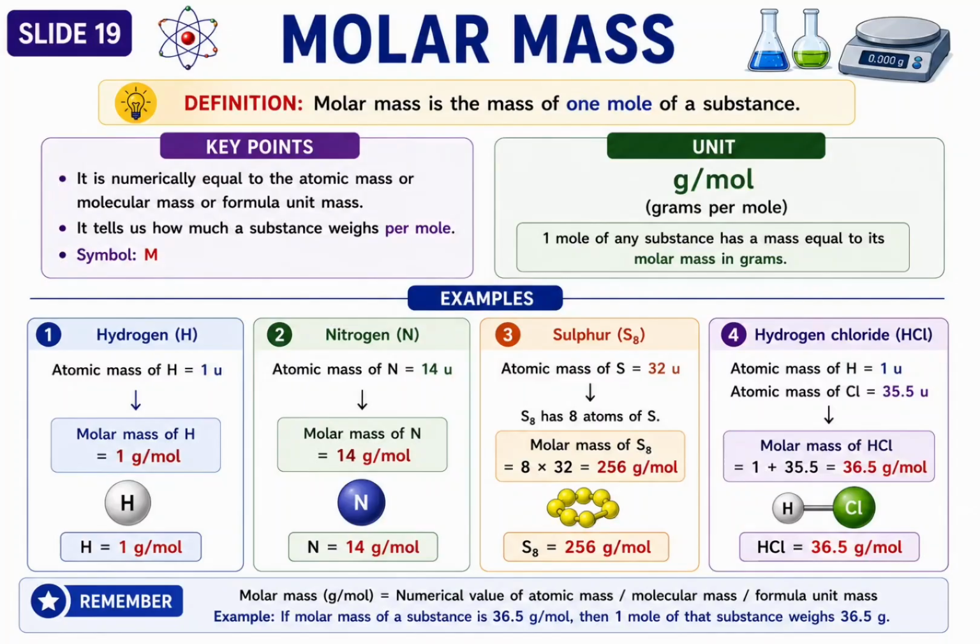The unit is gram per mole. For example, HCl has 1 plus 35.5 equals 36.5 gram per mole. So, the molar mass helps us connect the tiny world of atoms and molecules with the amount of substance we can actually measure in the laboratory.